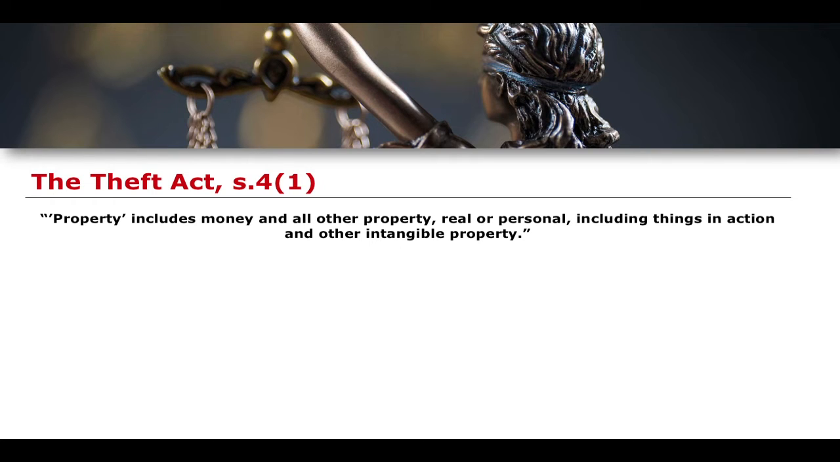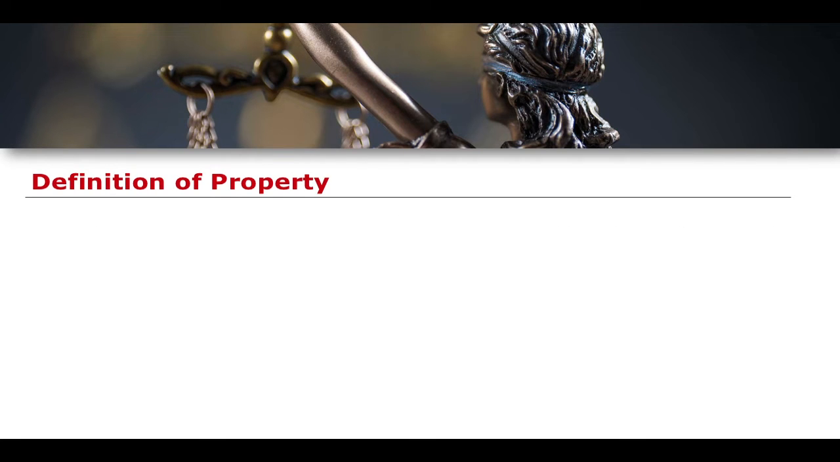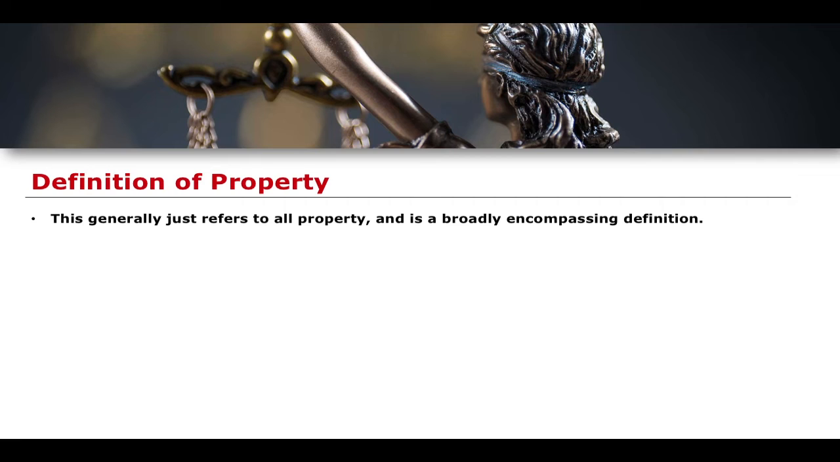But for the most part, property just includes the vast majority of things. It includes pretty much anything. It includes money, it includes any other property, and it includes property which may be real or personal. It could be realty, could be personal property, it could be things in action, and it could be intangible property. So, generally, we are referring to a very broad and all-encompassing definition of property.